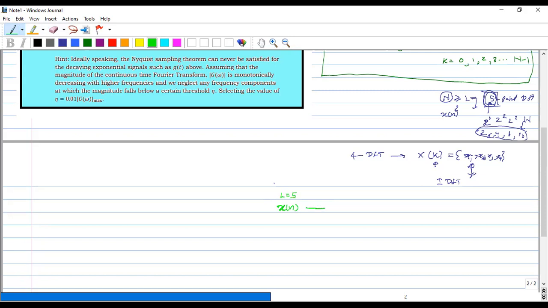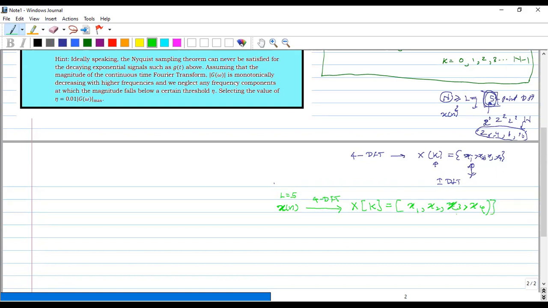Now if we perform a 4-point DFT, we will have some frequency domain samples, a frequency domain sequence. So we will have 4 samples only, because we are performing a 4-point DFT. So we will have this kind of sample.